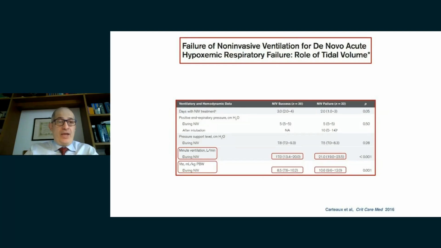And why is it important to have an idea regarding minute ventilation? This was a study in which patients with acute respiratory failure were ventilated with non-invasive ventilatory support, so pressure support with a mask. Patients who had a good outcome, so who were not intubated, compared to patients who were intubated, presented a significantly lower minute ventilation and a significantly lower tidal volume.